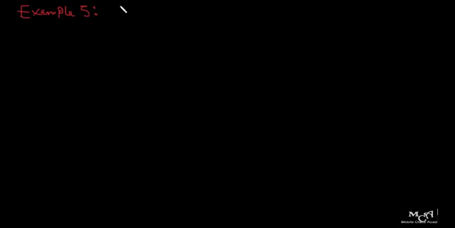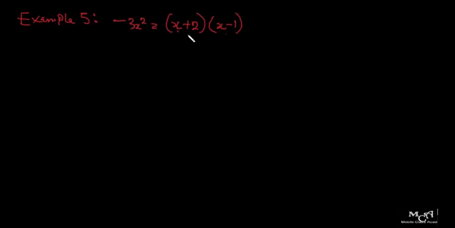Example 5 is minus 3x squared equals bracket x plus 2, bracket closed, bracket x minus 1. When you look at this expression on the board, you will notice that we need to do something about it to make it look like a quadratic equation. So to solve it, we are going to expand this bracket. These two brackets, we are going to resolve them.